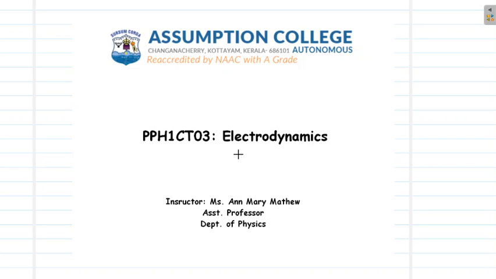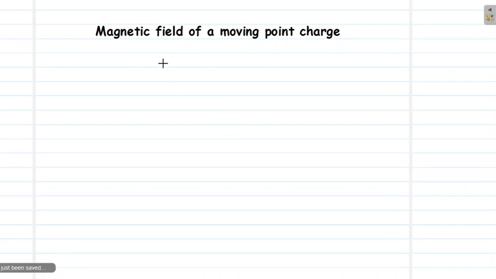Hello friends, in today's video, let us derive the equation of magnetic field of a moving point charge. In the last class, we derived the equation of electric field due to the moving point charge. Now we will look into the equation for magnetic field of such a charge. So we have already derived the equations of vector and scalar potentials due to a moving point charge.